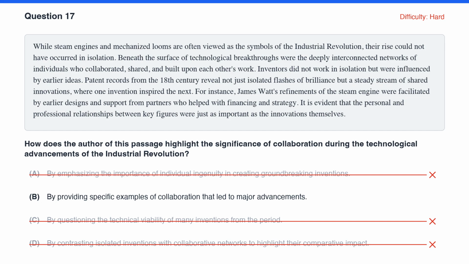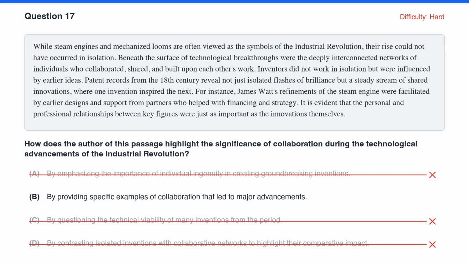Choice C is unsupported because the author never questions whether inventions of the era were technically viable. Choice D overstates the structure. While collaboration is praised, the author does not set up an explicit contrast comparing isolated inventions against collaborative networks to weigh their relative impact.